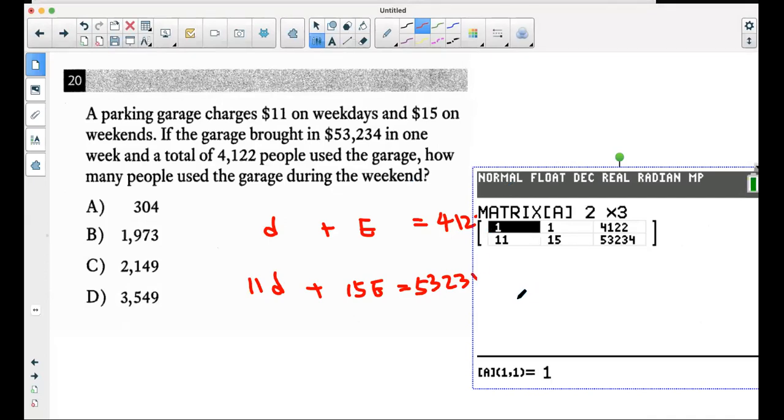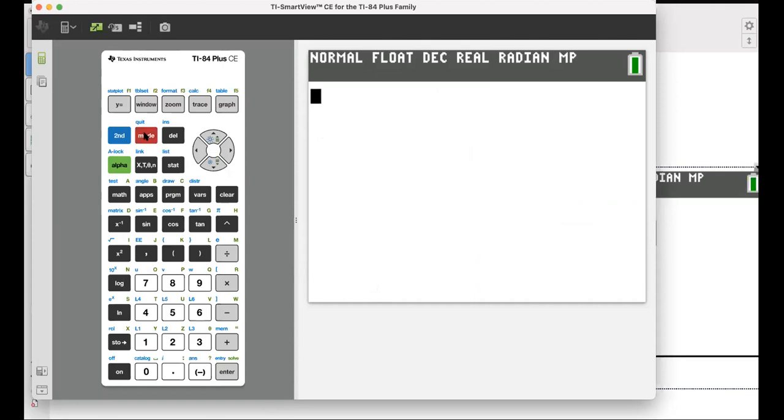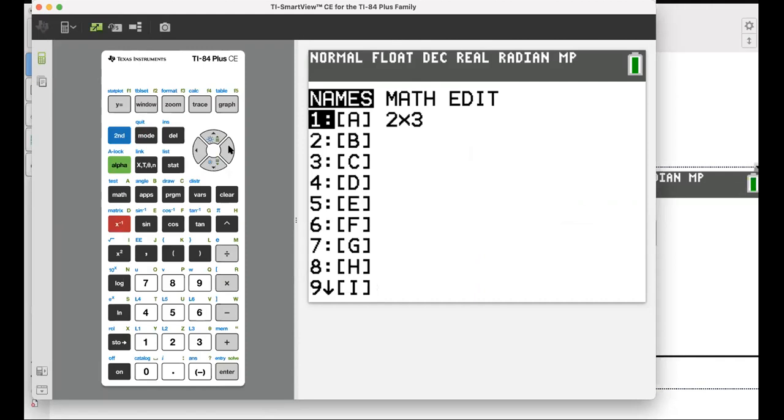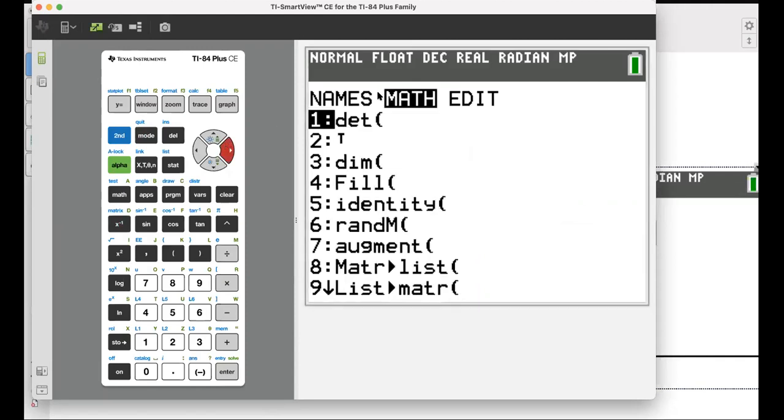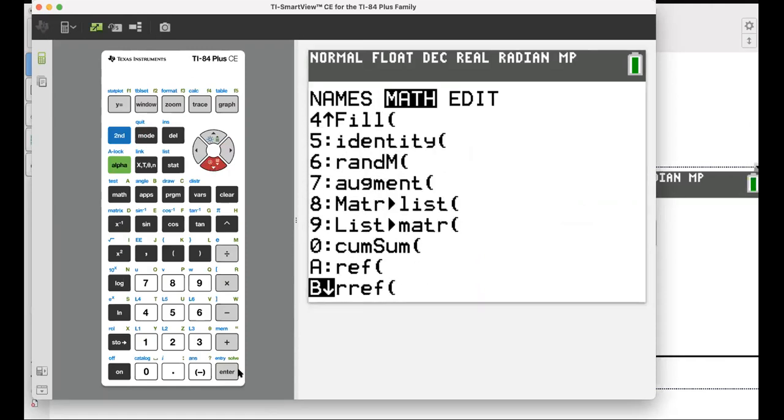Once you put that in, what I need you to do is this. I need you to go back and then quit. Go to the home screen and go back to matrix. And this time we're gonna do math because we're gonna do some operation on that. Go all the way down to RREF. Press enter.